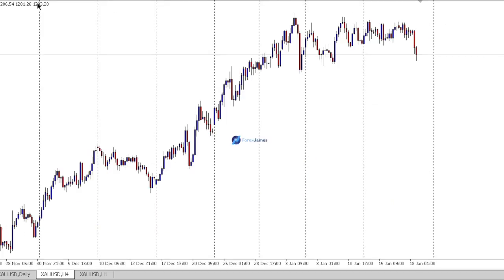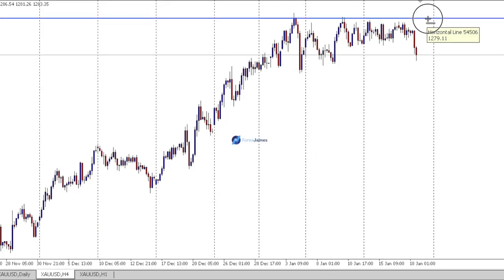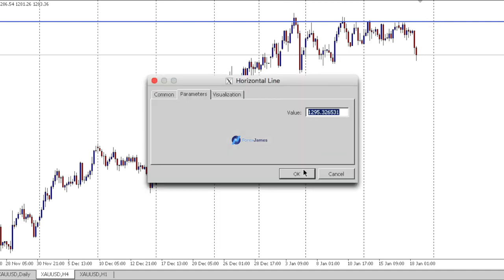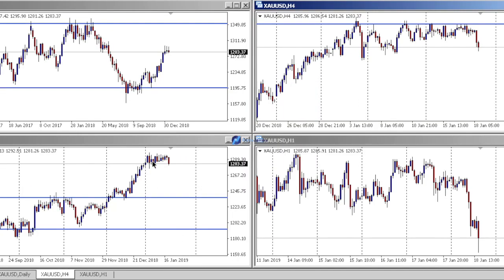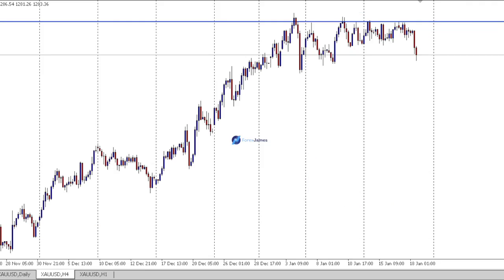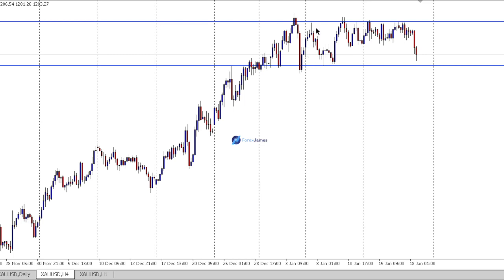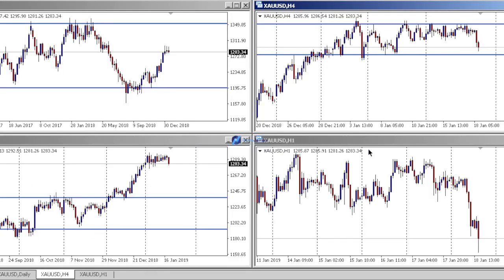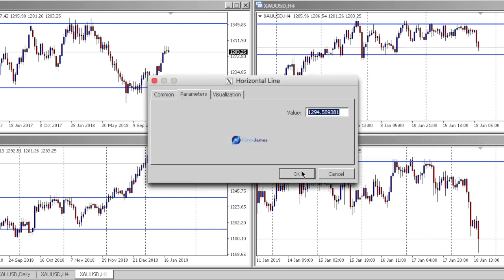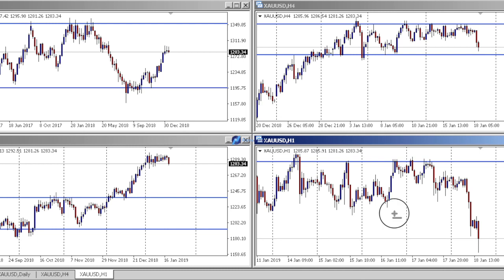Moving on to the H4. So here's a nice range. Can you guys see? It's not clear yet on the daily, but on the H4, it is pretty obvious that price is stalling and it has fallen into a range, right? This is how I draw my range.